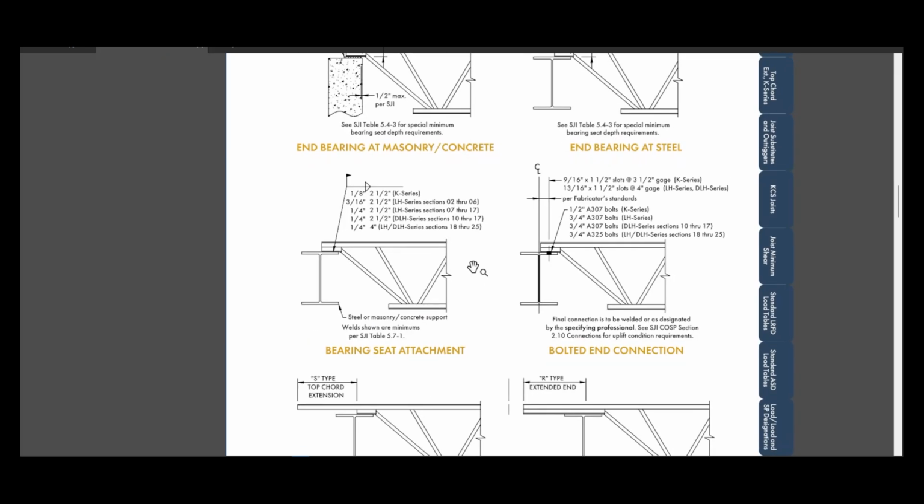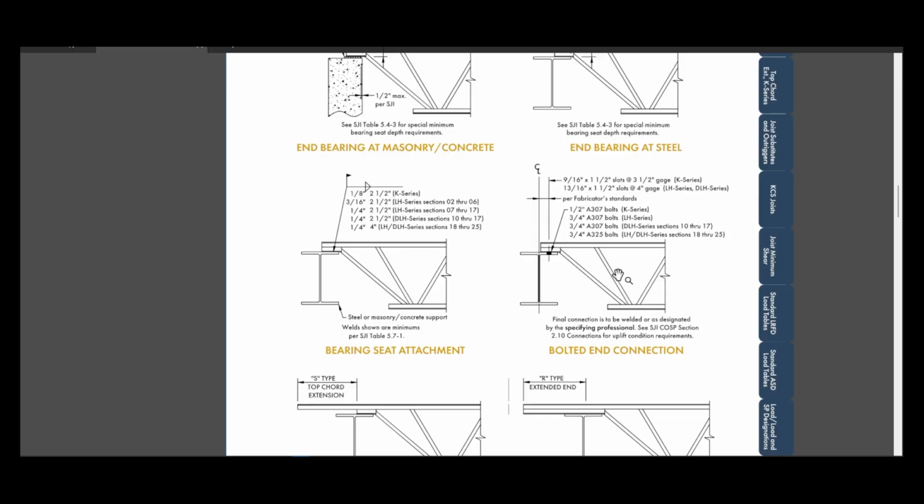The other two figures show the bearing seat attachment, and the other one is the bolted connection. The first figure shows the weld size and the weld length for K series joist, LH series joist and DLH series joist, based on sections 2 to 6 for K series, LH and DLH series sections 10 to 17, LH and DLH sections 18 through 25, with 4-inch weld length and quarter-inch fillet weld for joist.